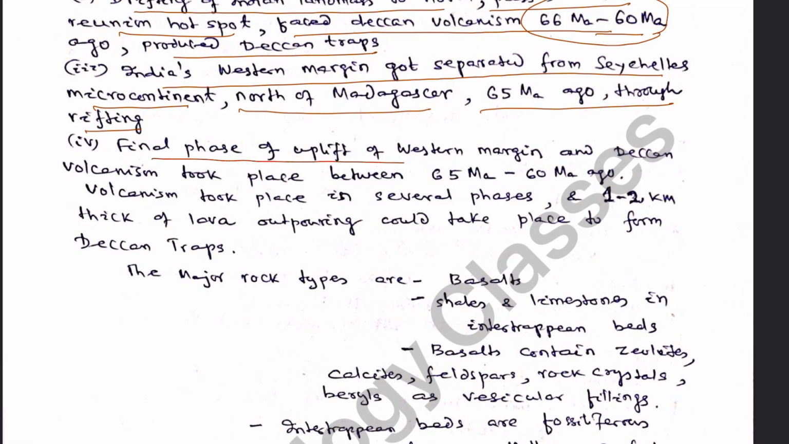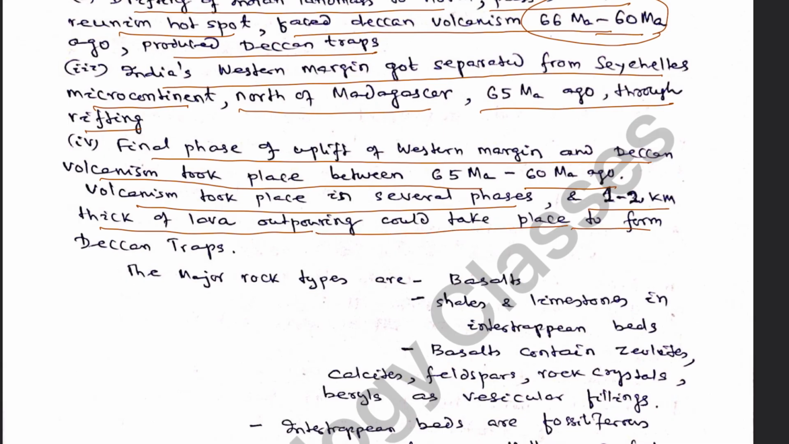So the final phase of uplift of the western margin of the Western Ghats and the Deccan volcanism took place during 65 million years to 60 million years ago. And the volcanism took place in several phases. And accumulation of volcanic material continued, which gave rise to 2 km thick lava that made the Deccan trap basalts.